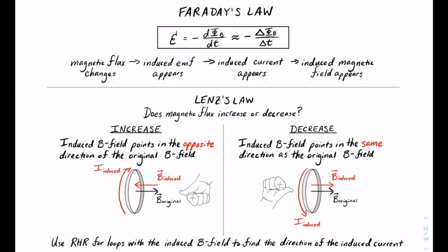If instead the magnetic flux decreases, then the induced magnetic field is going to point in the same direction as the original magnetic field. We're going to add more field to try to bring the flux back up to what it was originally. Knowing that, using our right-hand rule for loops, we point our thumb in the direction of the induced magnetic field, curl our fingers, and that gives us the direction of the induced current in the loop.